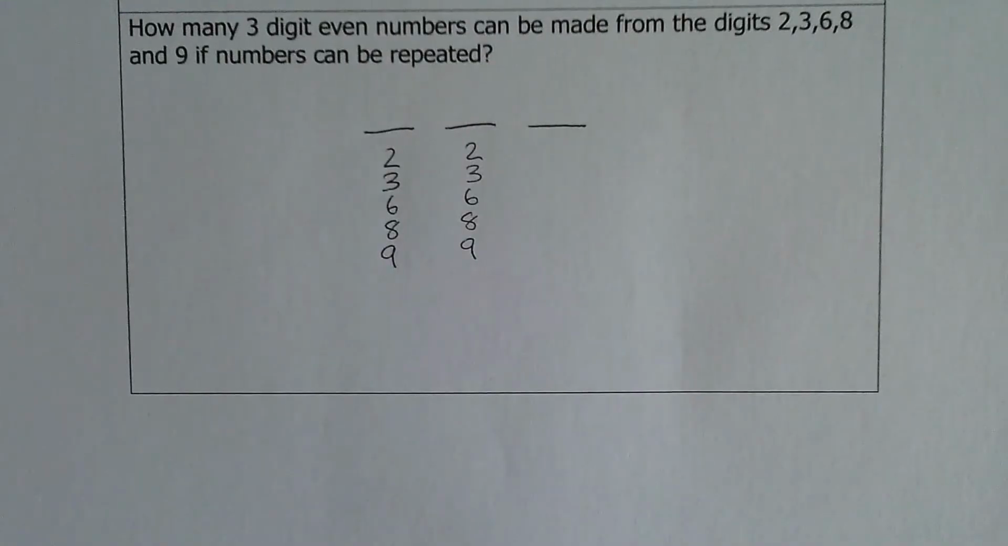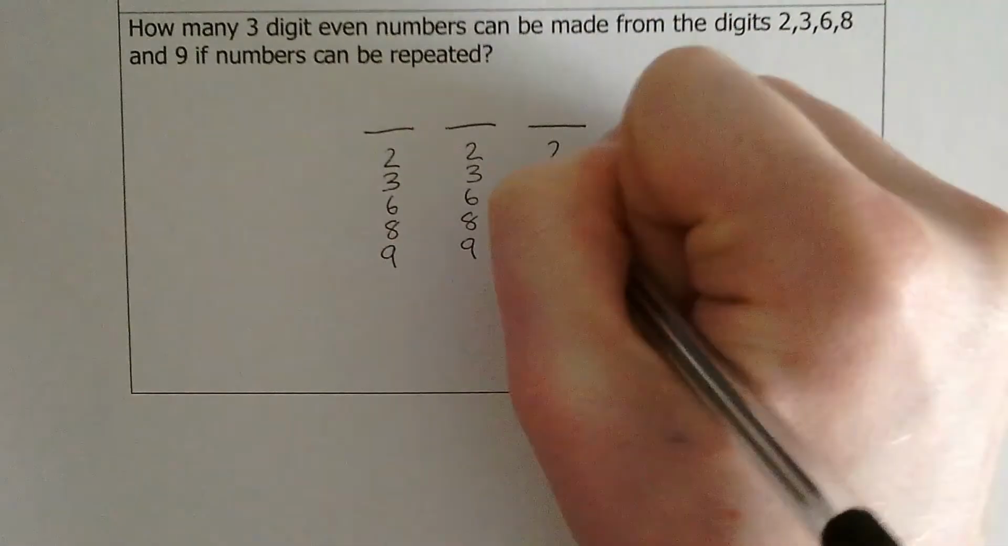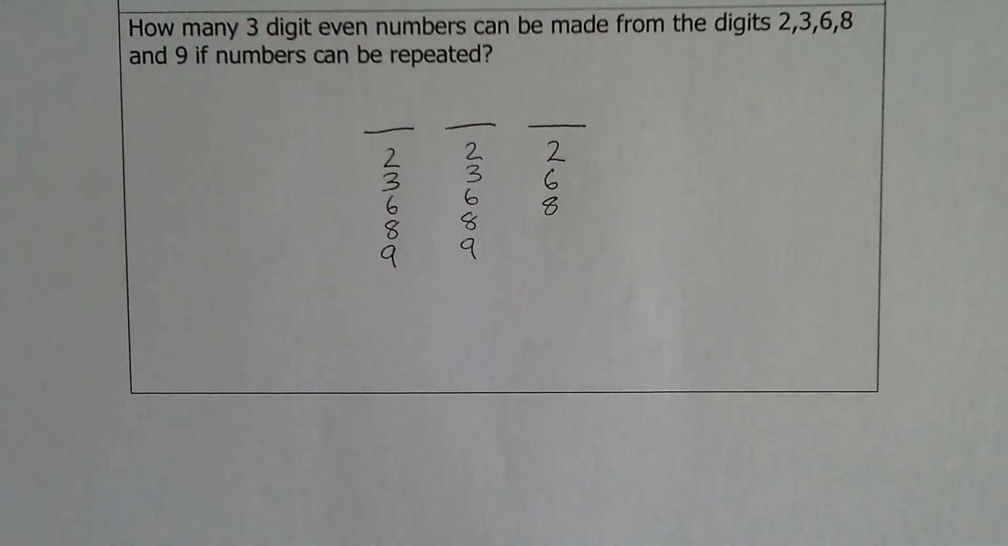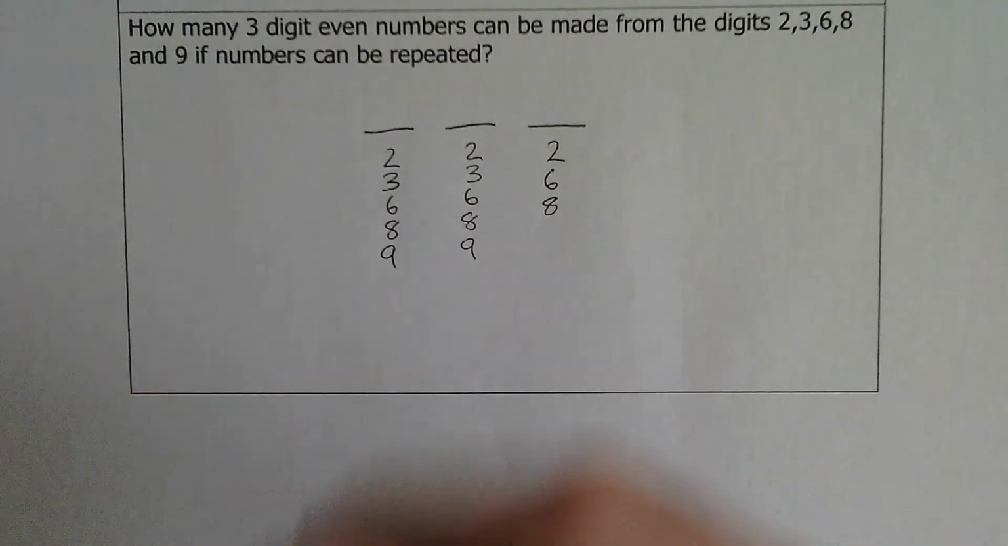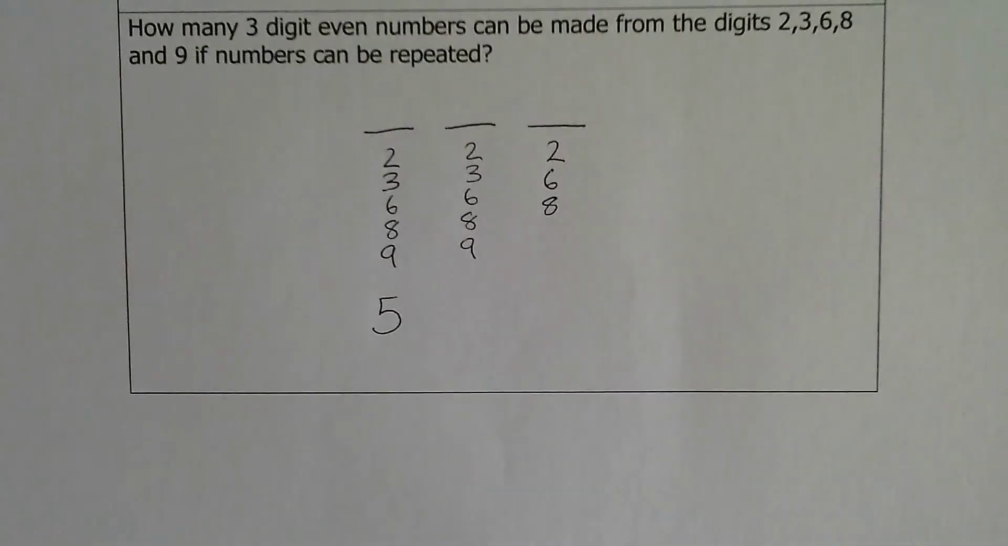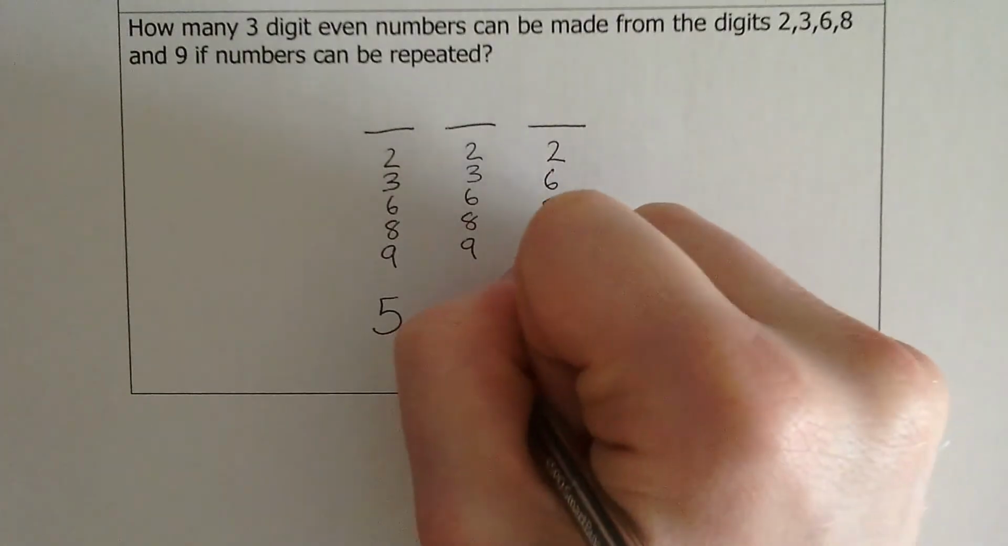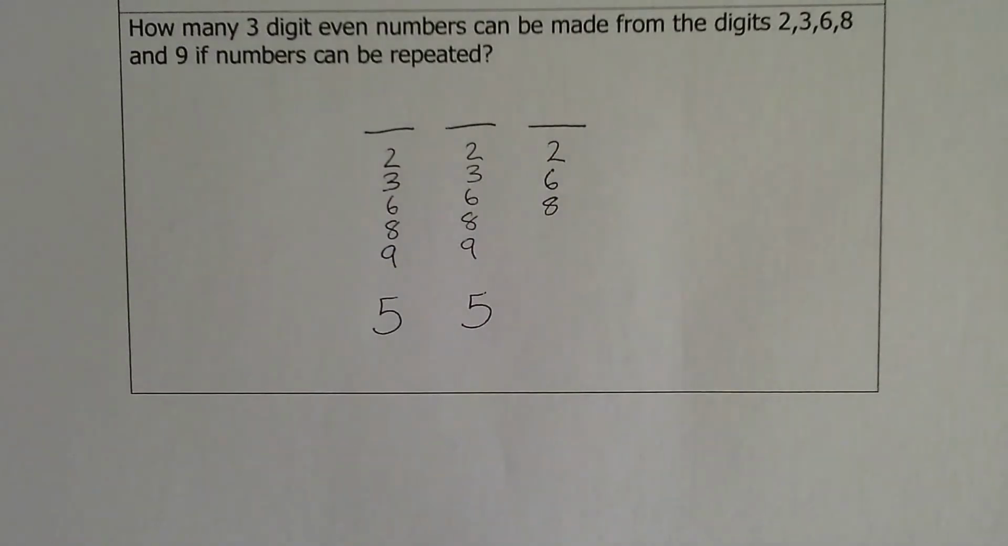But for the last digit, we don't have 5 choices. This is because the overall number needs to be even. Even numbers end in 0, 2, 4, 6 or 8. So out of the digits that we can choose from, we can only have 2, 6 or 8. So for the first digit we have 5 choices, for the second digit we have 5 choices, and for the third digit we have 3 choices.